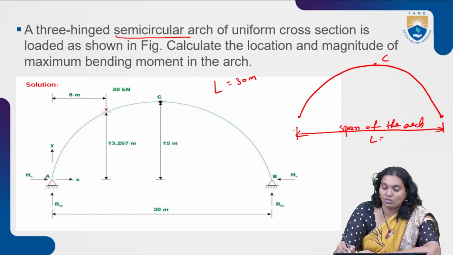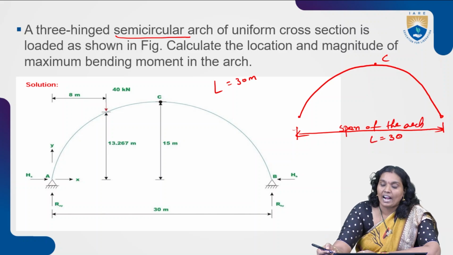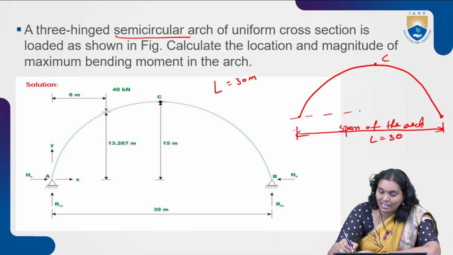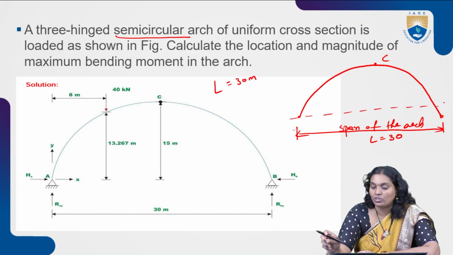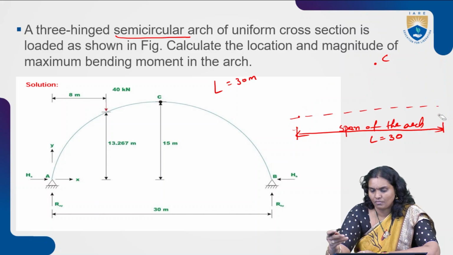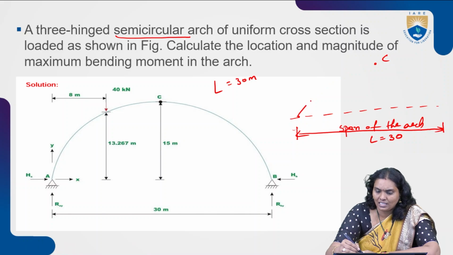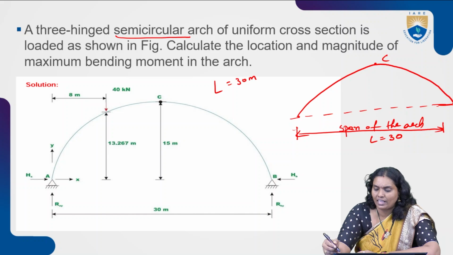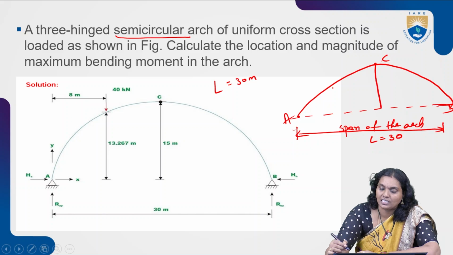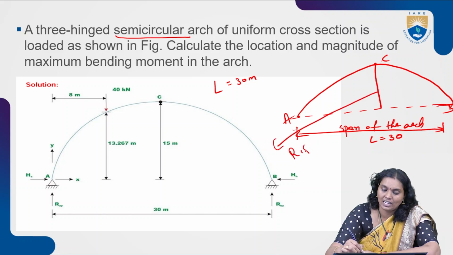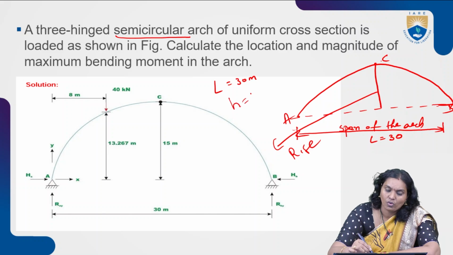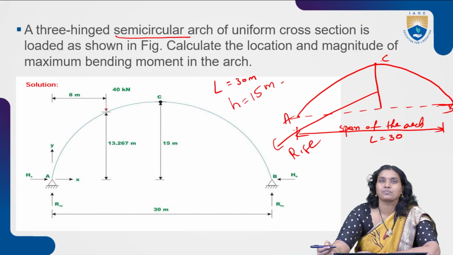So that is equal to L is equal to 30. And the rise, where the axes at both A and B are there. So this is B, this is A, and this is C. So this is nothing but the rise. Here the rise H is equal to 15 meters.